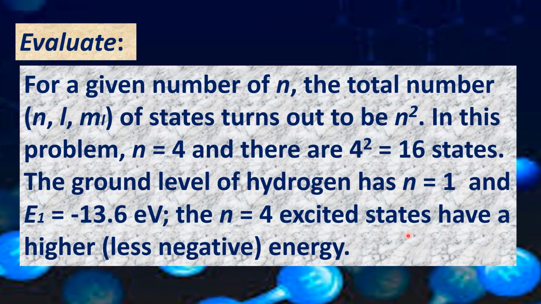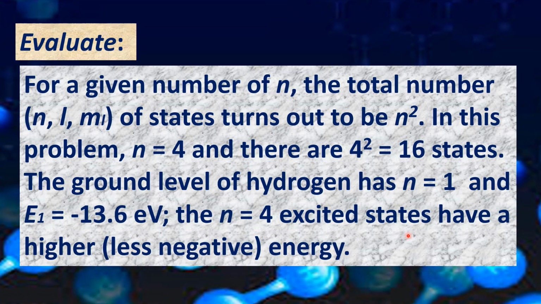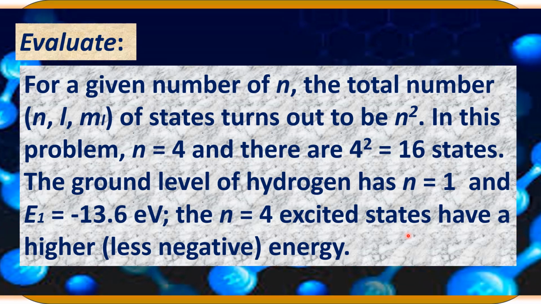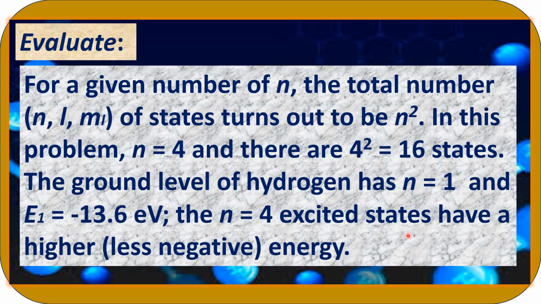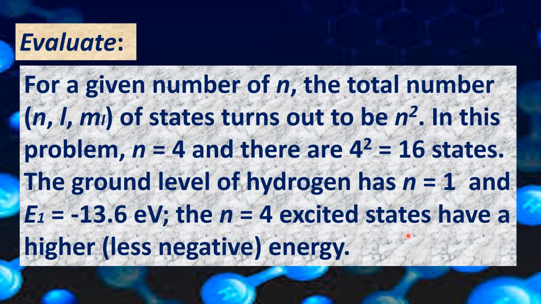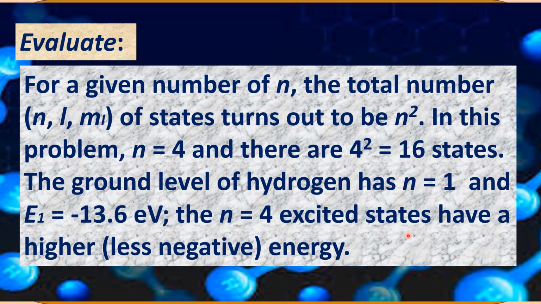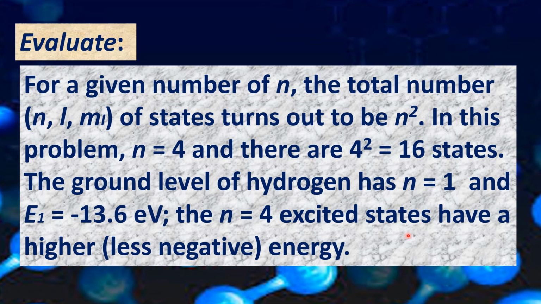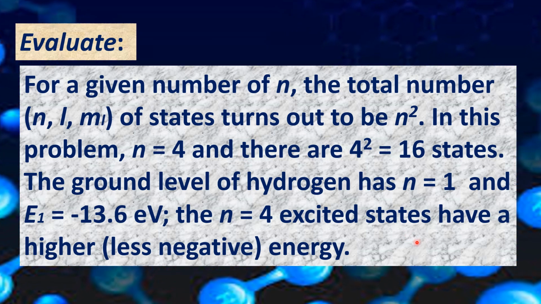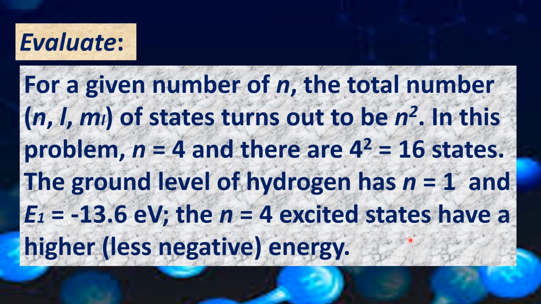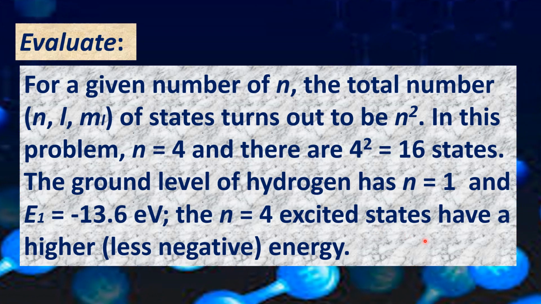And we also add that stationary states with the same principal quantum number have the same energy, even though they have different values of the orbital quantum number l and the orbital magnetic quantum number m sub l. The same amount of energy for a particular principal quantum number.